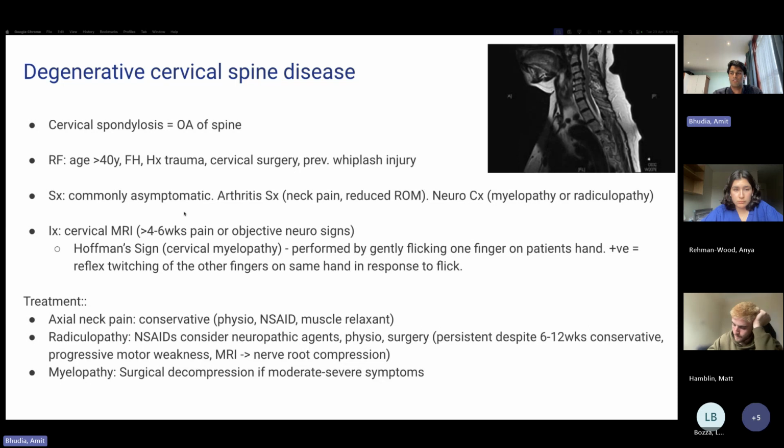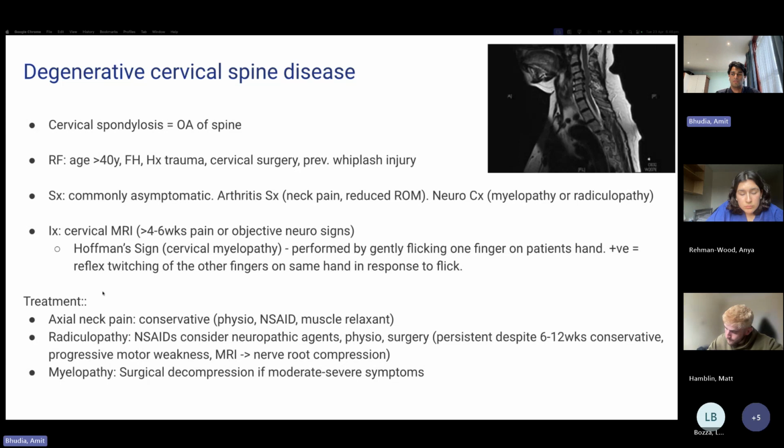The symptoms, you're commonly asymptomatic, but then you can develop arthritic symptoms, so neck pain, reduced range of movement, and then you get various neurosymptoms if it's developed to myelopathy or radiculopathy, so motor and sensory symptoms. And then, like I mentioned, you can use Hoffman's sign specifically for myelopathy. And then to investigate, you would send them for a cervical MRI.